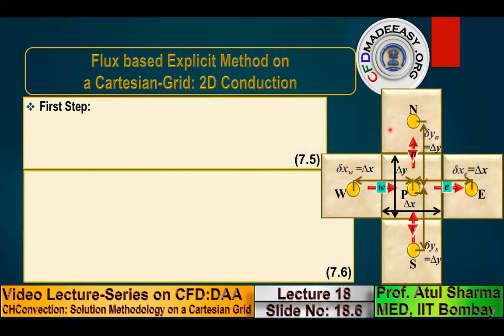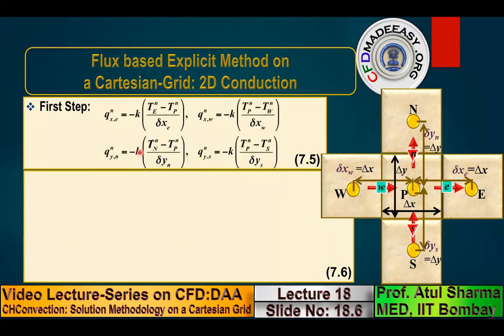The flux-based solution methodology consists of two steps. In the first step, for convection, we need to calculate the convection flux, and to calculate the convection flux, we calculate the conduction fluxes that were already presented in the previous lecture. So this is the expression by which you calculate the conduction fluxes, where you calculate Qx at the green square and Qy at the red inverted triangle.